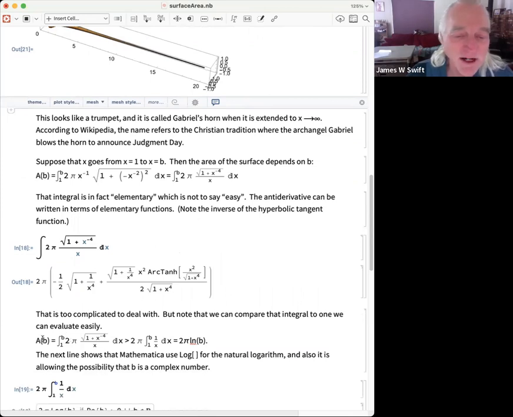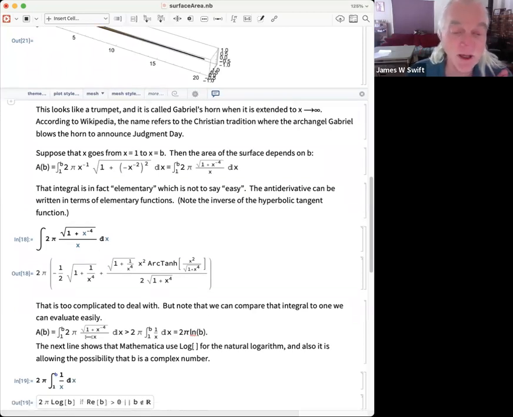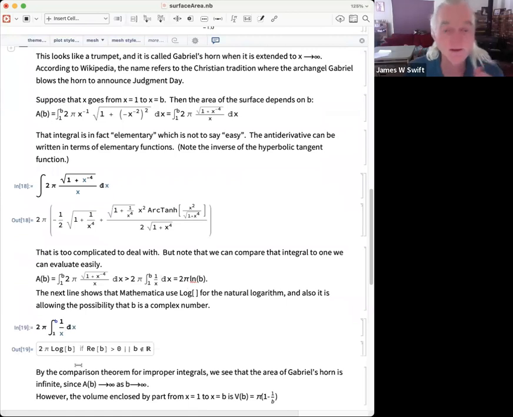let's not worry about trying to evaluate that really hard integral, but let's think about comparing it, because 1 plus a positive thing, if I take the square root, is bigger than 1. So I can replace that square root of 1 plus positive by 1. Now this integral diverges, we know. But we can think of it this way: the area for any b is bigger than 2 pi times the natural log of b. Actually, Mathematica will do that integral.